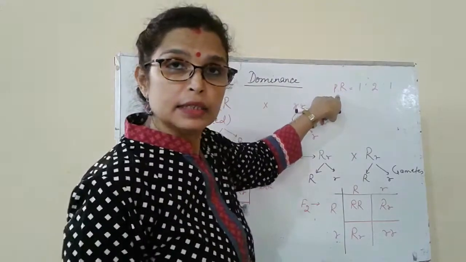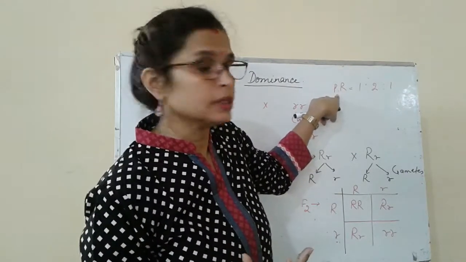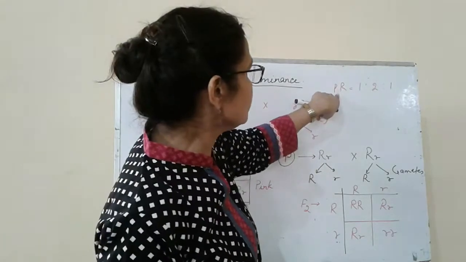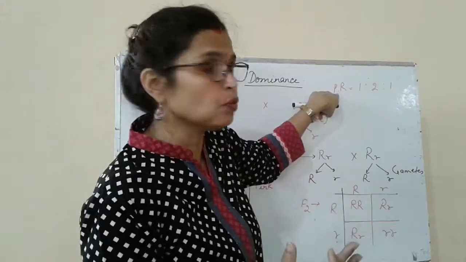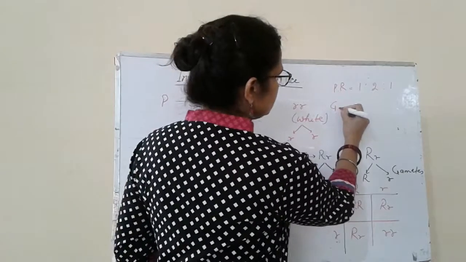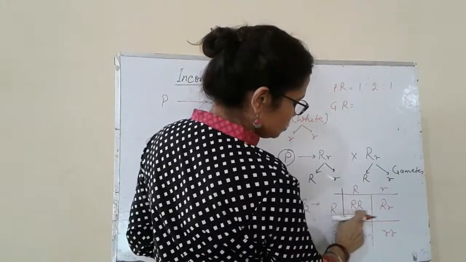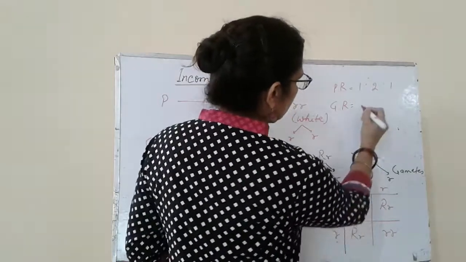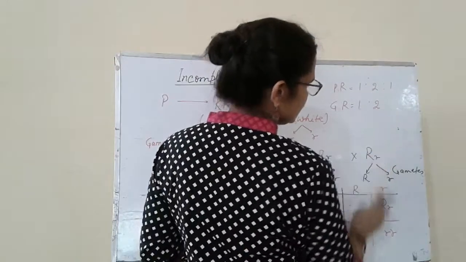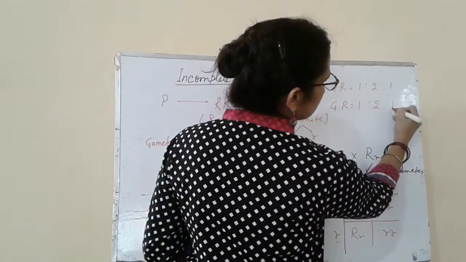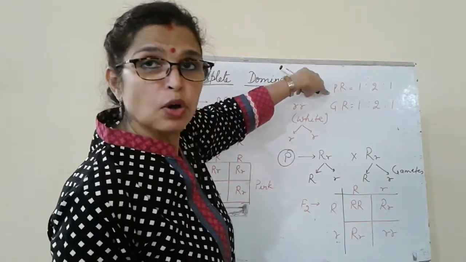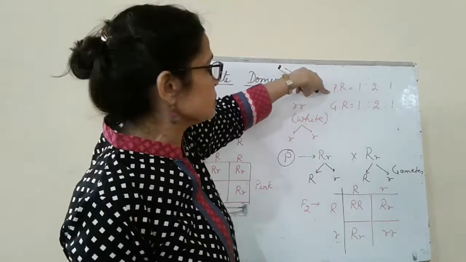But in Mendelian inheritance, according to Mendel's law of dominance, the phenotypic ratio should be 3:1. But here the phenotypic ratio is changed from 3:1 to 1:2:1. And the genotypic ratio is the same, 1:2:1. 1 homozygous red, 2 heterozygous pink and 1 homozygous white. So this is the exception of Mendel's law of dominance.